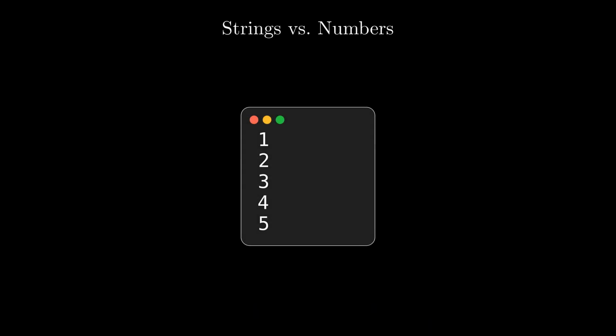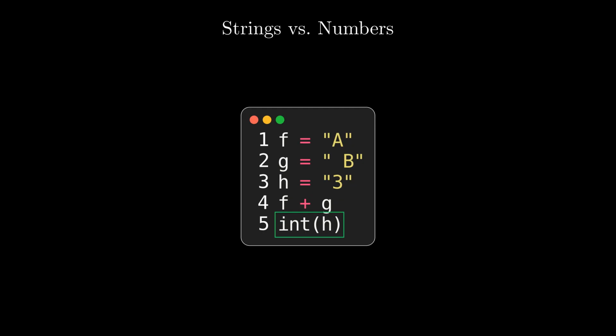Now a subtle but important point about types. A digit inside quotes is a string, not a number. Define 3 variables. f is set to the string "a", g is set to the string " b" with a leading space, and h is set to the string "3", in quotes. f plus g concatenates to "a b". But what is h? It looks like a number on screen. To Python, it's a 1-character string, the character 3. You can't do arithmetic with it. To get the actual number, convert it. int of h takes the string "3" and produces the integer 3. Same symbol on your screen, completely different objects inside Python.